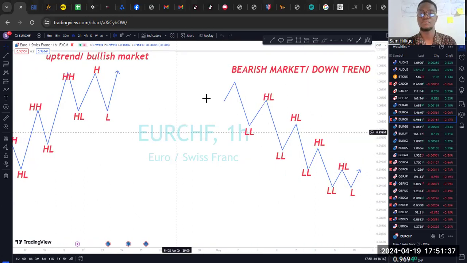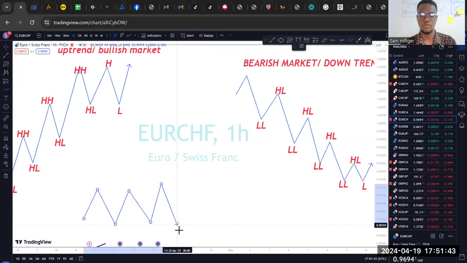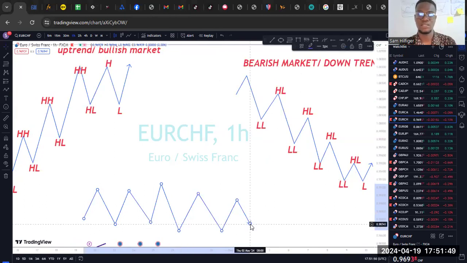Then we have the other market, which is sideways or consolidating. Most traders tend not to trade this type of market because it doesn't really follow any fixed pattern, so it's very difficult to trade. Most traders ignore a consolidating or sideways market whenever they see one being formed.